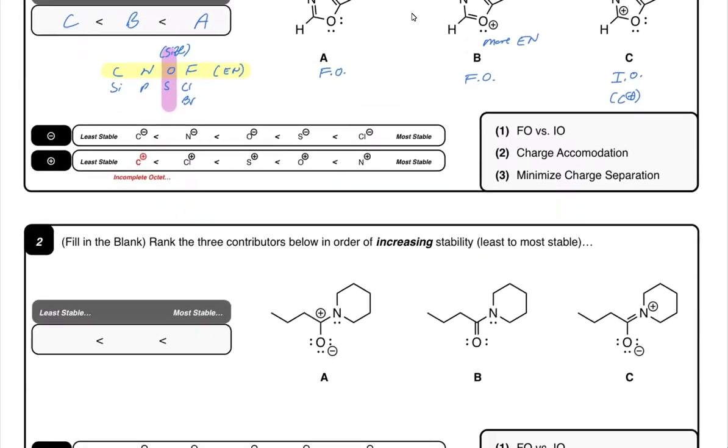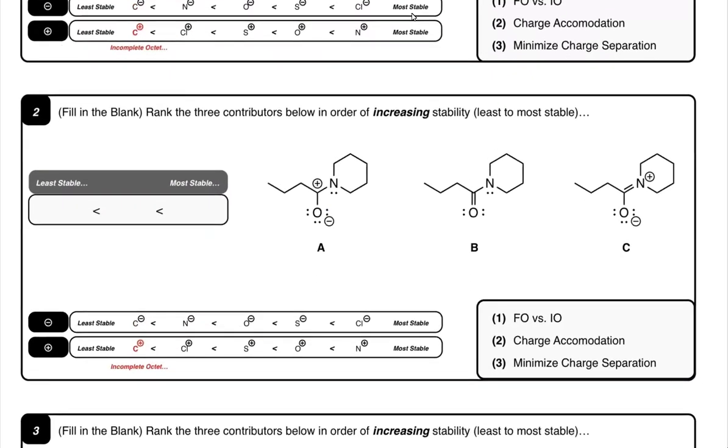So let's now look at the next example. Starting with octets, A has a carbocation, so therefore we know that's automatically incomplete octet. B has all full octets, and C also has full octets. So right away, we'll say A is the least stable. Then between B and C, we're going to have to do another additional consideration. That would be charge accommodation.